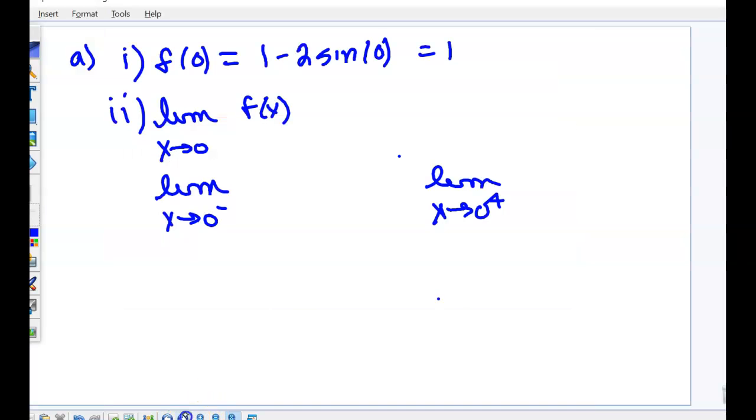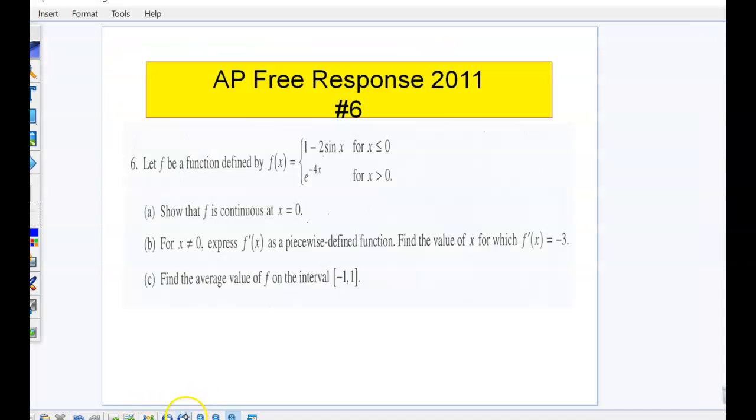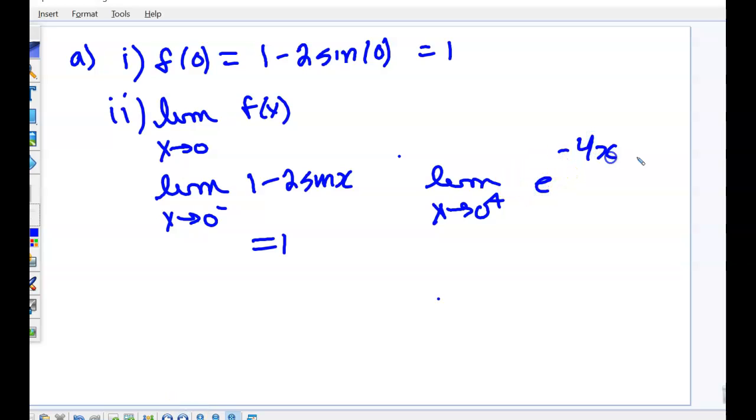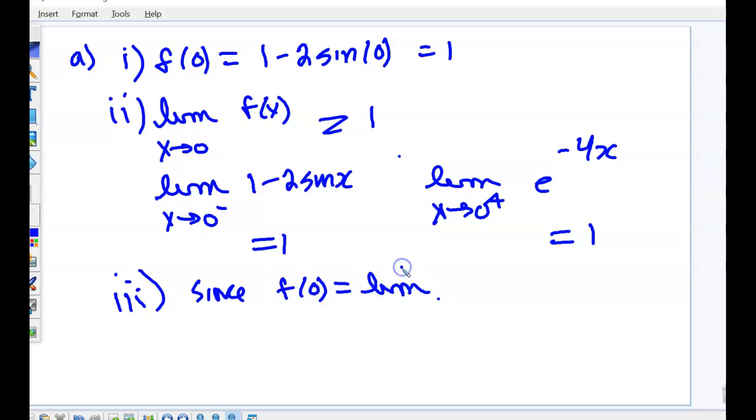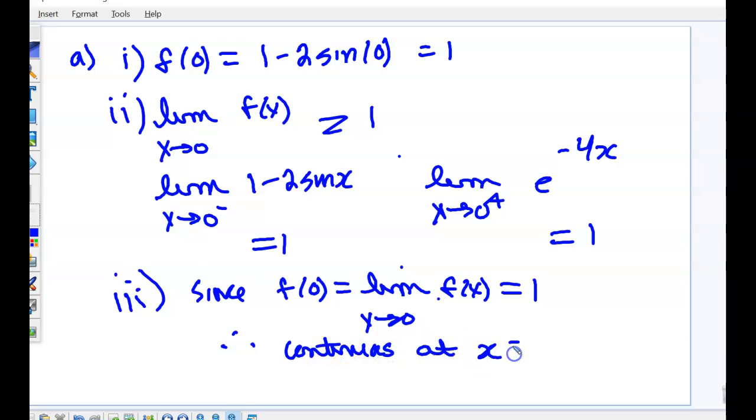From the left, I'm using 1 minus 2 sine x, and if I plug a 0 in there, I get 1. Coming from the right, I'm using e to the negative 4x. If I plug 0 in there, I get e to the 0, which is 1. So therefore, the limit of this function at 0 is 1. So we can say that since f of 0 equals the limit as x approaches 0 of my function equals 1, therefore it is continuous at x equals 0.